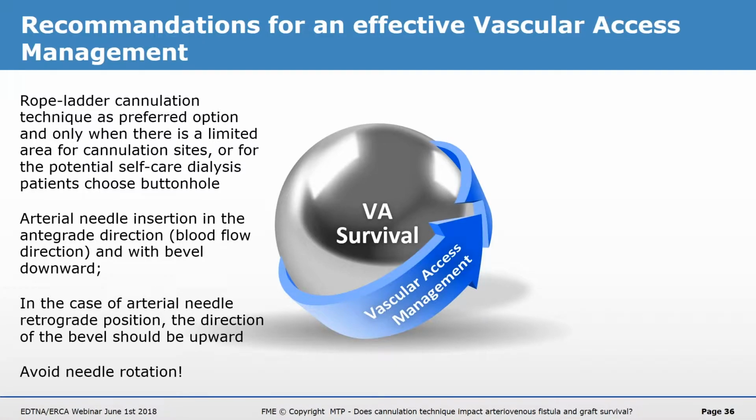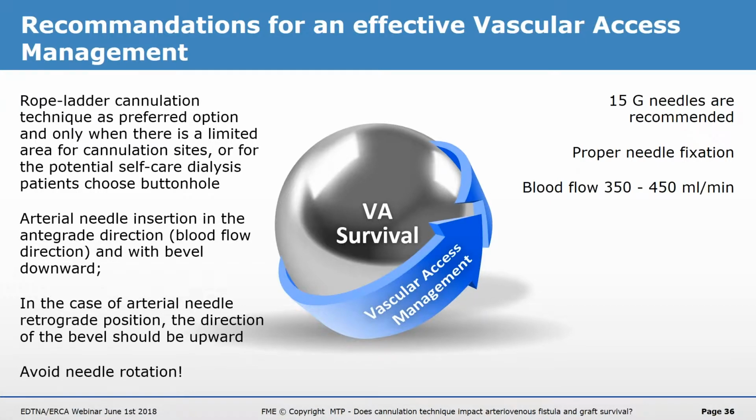Avoid needle rotation, because in part 1 of the webinar, if you remember, I showed a study demonstrating that with needle rotation you have a 50 or 58% increased risk of developing acute complications. So really, needle rotation should be avoided. 15 gauge needles are recommended, 14 gauge needles if you really want to run the dialysis treatment at a very high blood flow. Proper needle fixation to avoid dislodgement.